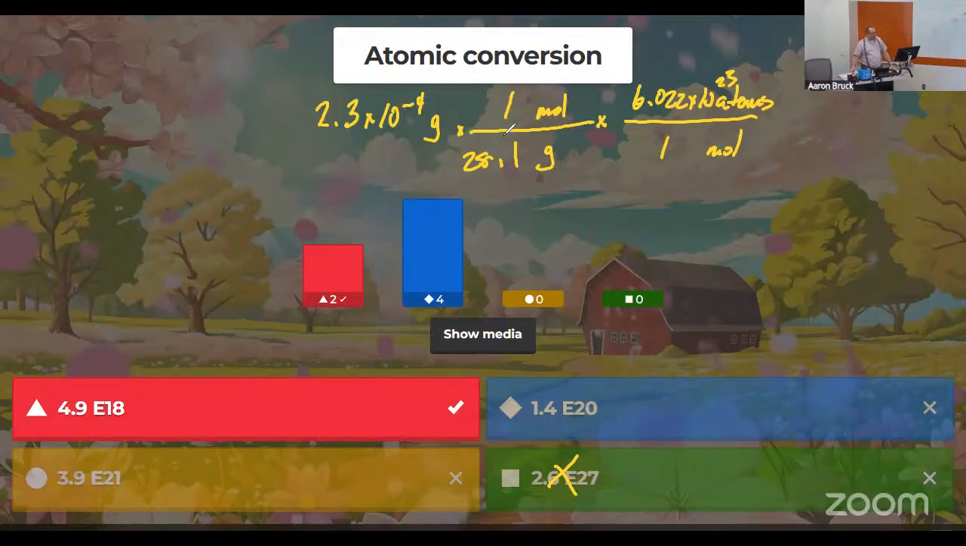So again, logically speaking, once I've done this setup, I can look at the exponents here and go, okay, the only exponent that makes sense is this one. Can I do the math and verify that? Yeah. 2.3 times 10 to the negative fourth times Avogadro's number divided by 28.1. Yeah, I get 4.9 times 10 to the 18.